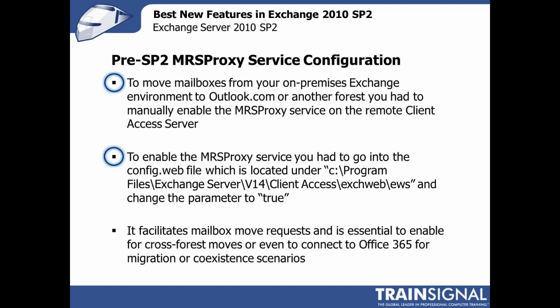And once you did that, it would turn on the MRS proxy service, and then at that point you have a facilitation of the mailbox move requests and so on, because that service is there. Without it, you couldn't connect to Outlook.com or to another forest, and in this case, without it, you cannot connect to Office 365 for migration or coexistence scenarios. So it's essential, if you're going to have one of these coexistence scenarios with cross-forest moves, that you turn on this service. Okay, well, you can always, in the past, go into this file and turn it on.